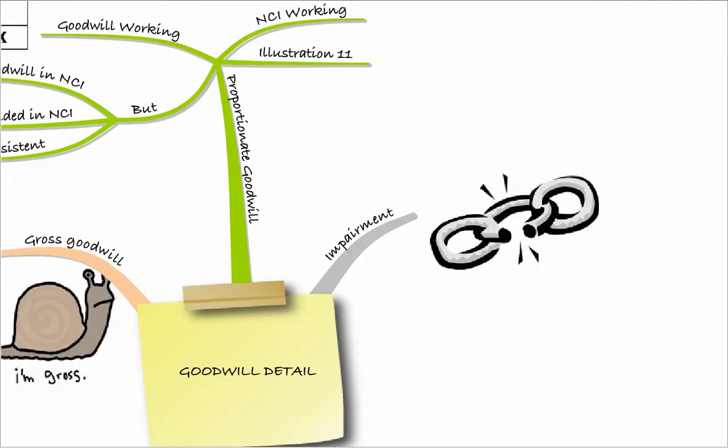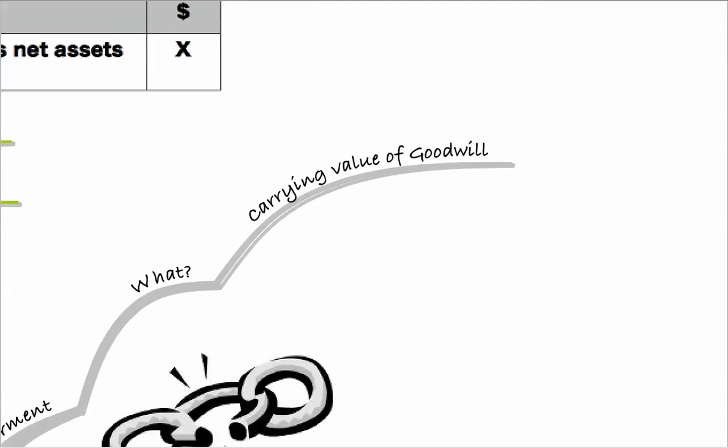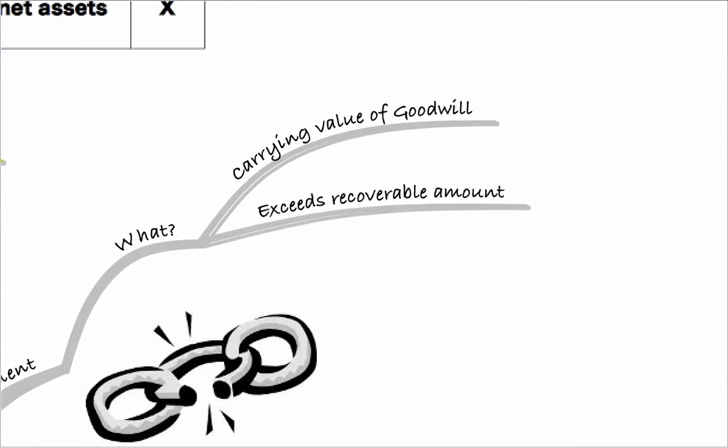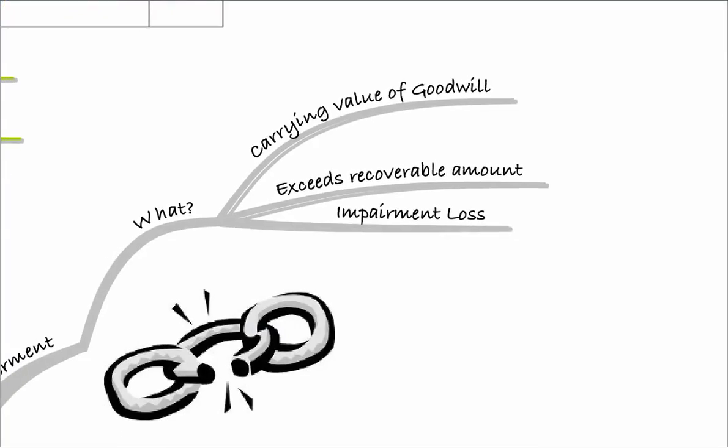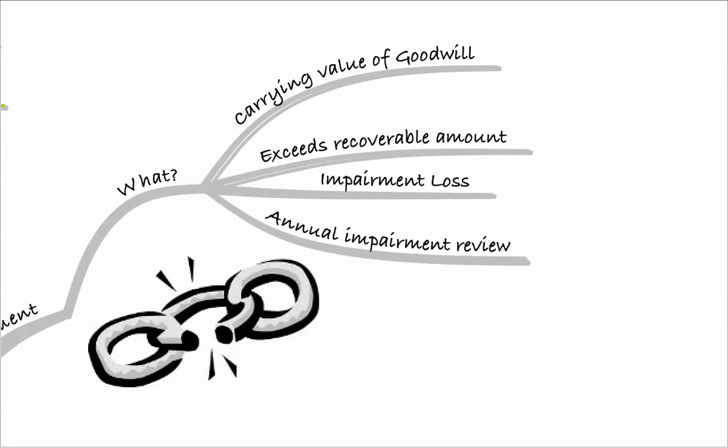So moving on then to impairment. Whether it's gross goodwill or proportionate goodwill, remember it could be impaired. But what does that mean? Well, it means that the carrying value of goodwill exceeds the recoverable amount. So that means it's overstated. That would lead to an impairment loss. We'd need to write down the value of goodwill, and there's an annual impairment review to see if this is the case.